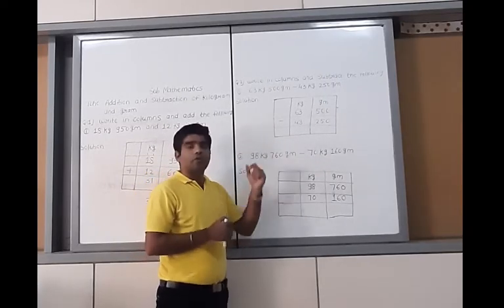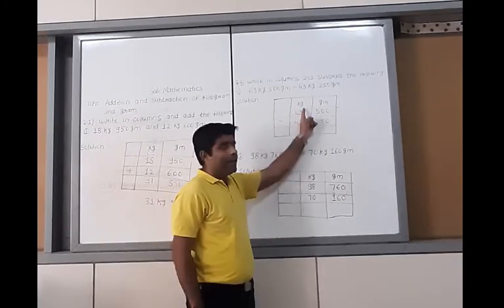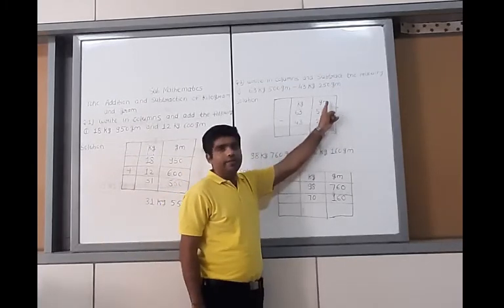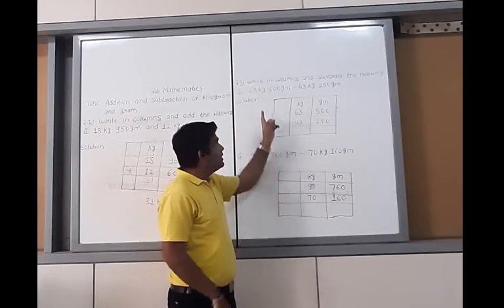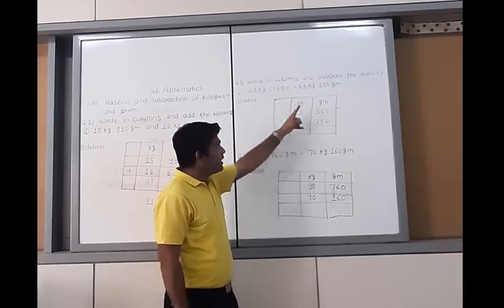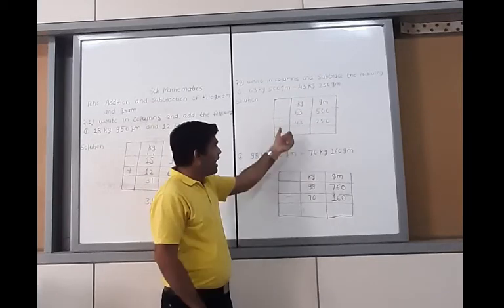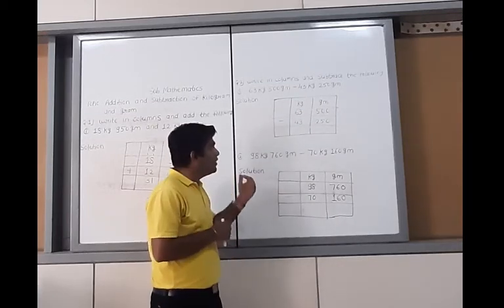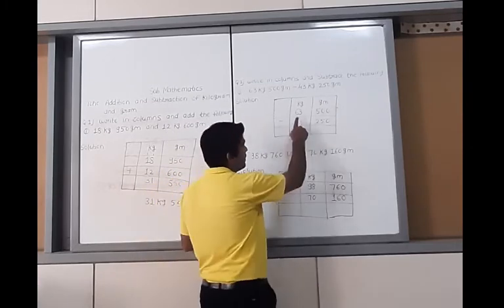First of all, you have to draw the same column. You have to write the kg on one side and the gram on the other side. It will be 63 kg. 63 we write on this side, and 500 gram we write on this side, under gram. And we have to use subtraction to solve this question. First of all, we start from this. This is our 63.